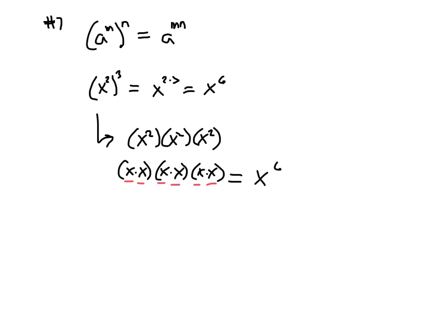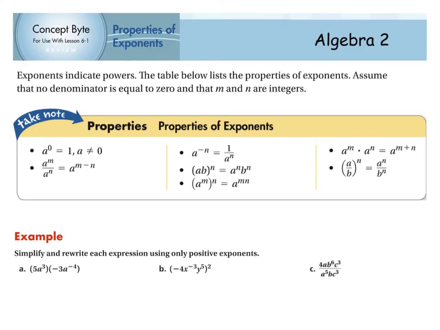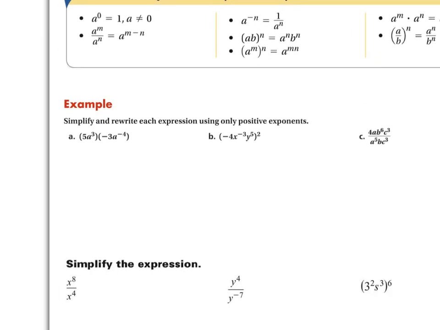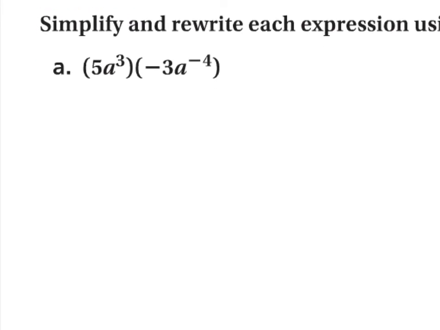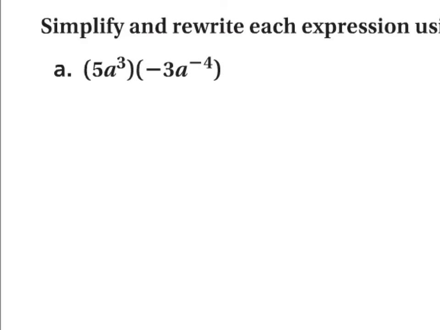All right, so let's take a look at some examples of these. Let's start out with just example A. In example A, I'm multiplying two monomials together. There's a word we haven't heard in a while, monomial. There's no addition or subtraction here. So they're not binomials, they're not trinomials, they're just monomials.